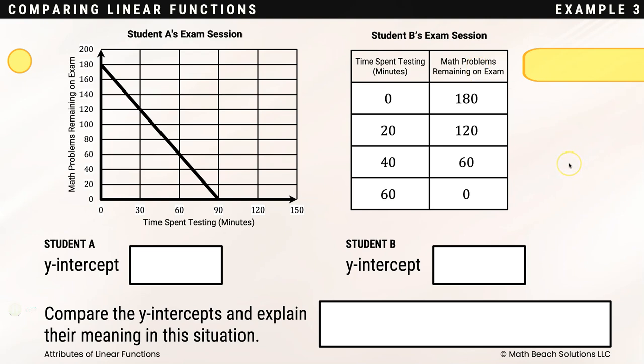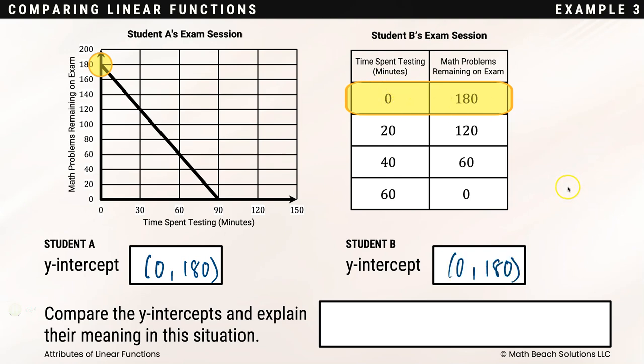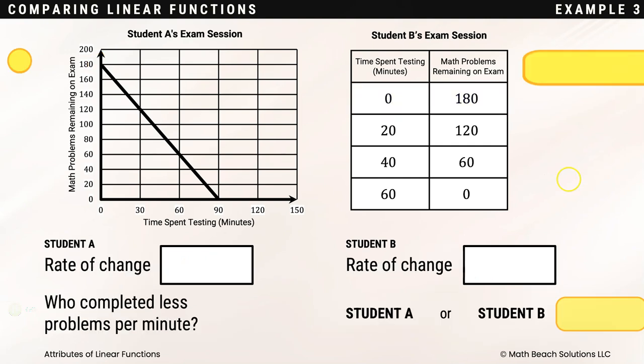Let's locate the y-intercept on both representations. We see the y-intercept is at (0, 180) for student A, and we can identify the y-intercept from the table by locating when x is 0, and see that the y-intercept is also (0, 180) for student B. If we want to compare those and explain what they mean in this situation, it simply means that both students started with 180 questions. Now let's calculate the rate of change for each function.